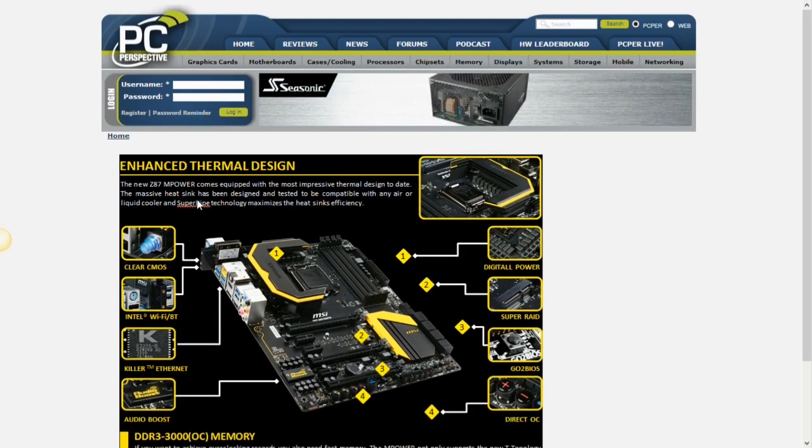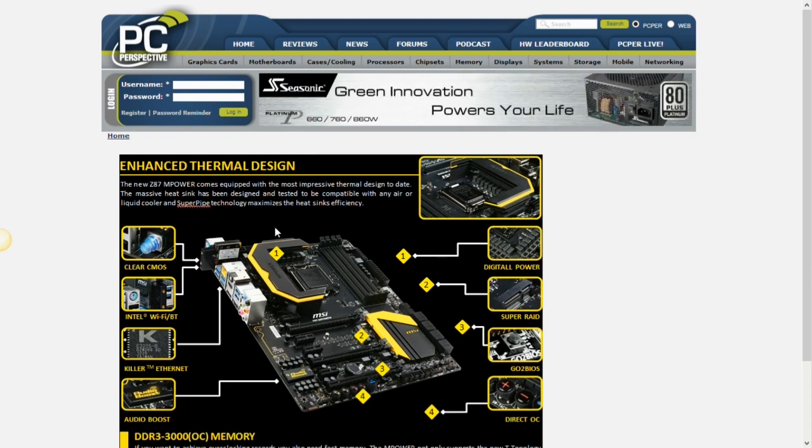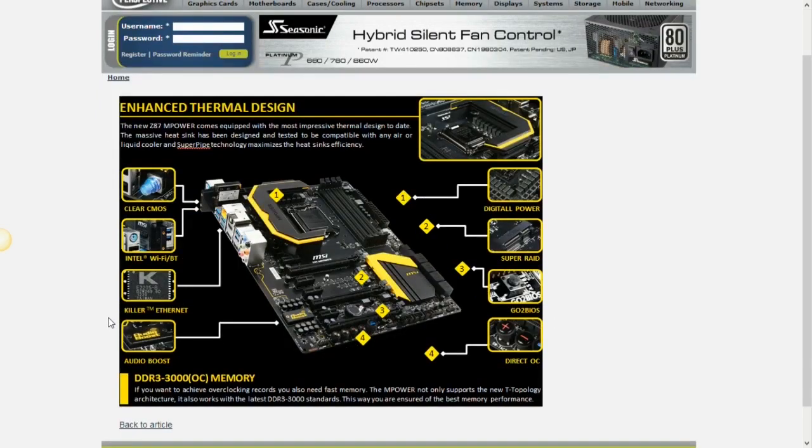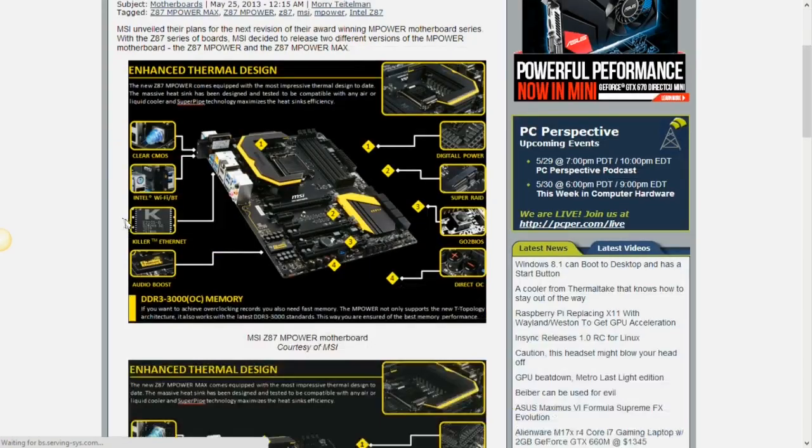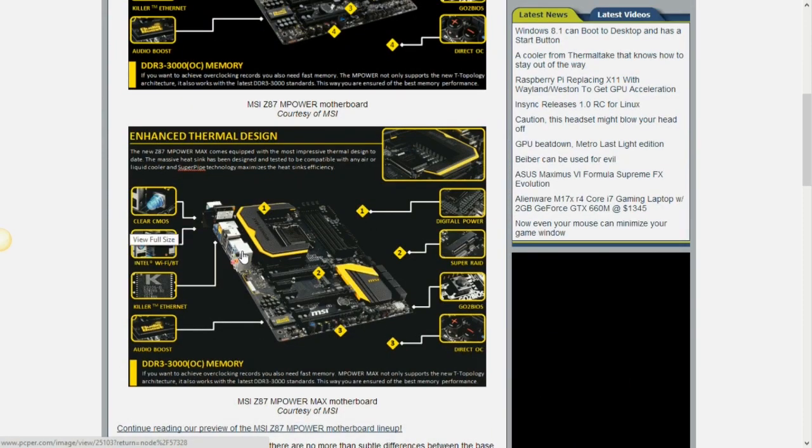Something called Super Pipe instead of Super Pipe. Oh, but that's garbage. They got digital power with ALL, which is French for very loud. Super RAID, Go to BIOS, DirectOC, Audio Boost, Killer, super everything else. Clear CMOS. Whoa, that's new. It's a new type of vodka.